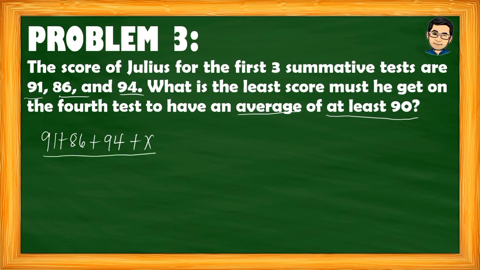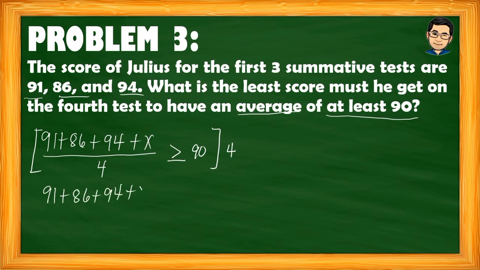na iti-take niya. So, which is 4. And then, at least 90. So, greater than or equal to 90. Now, ang gagawin natin, i-multiply natin yung whole inequality by 4 para matanggal yung denominator na 4. So, magiging 91 plus 86 plus 94 plus x is greater than or equal to 4 times 90. So, i-add natin yun.